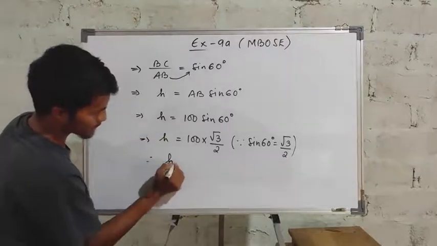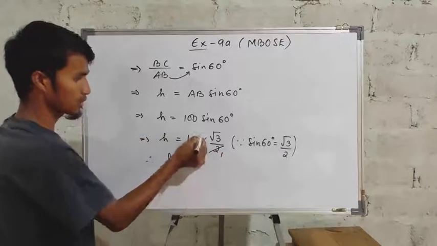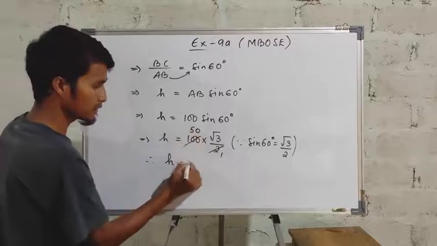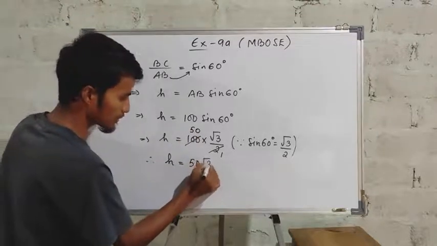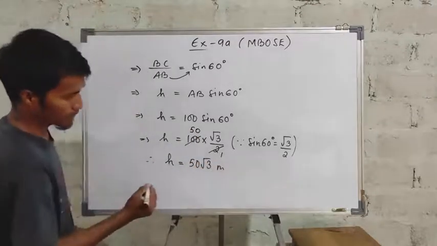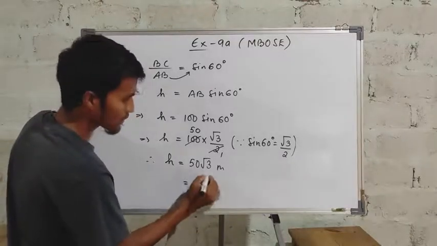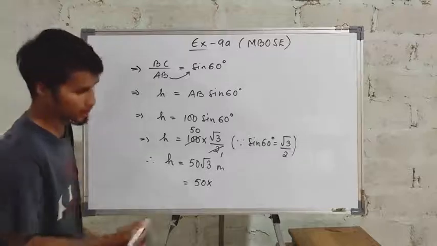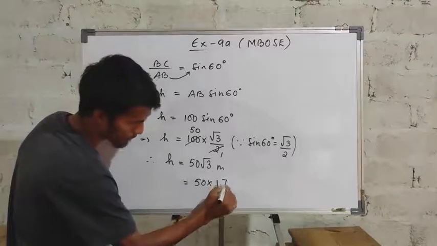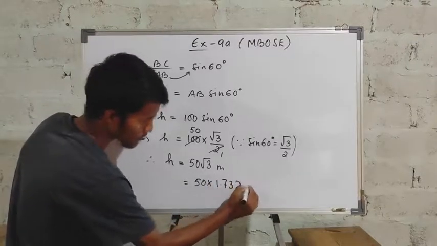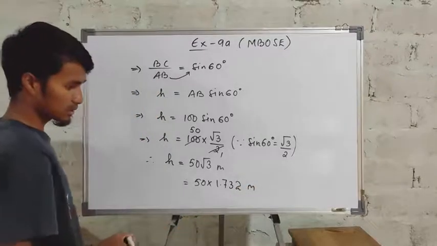Now therefore H is equal to how much? 2 into 1, 2 into 50, we got 50 root 3 meter. Okay, 50 root 3. Now what's the value of root 3? Value of root 3 is 1.732. Now do the multiplication, that was answer.